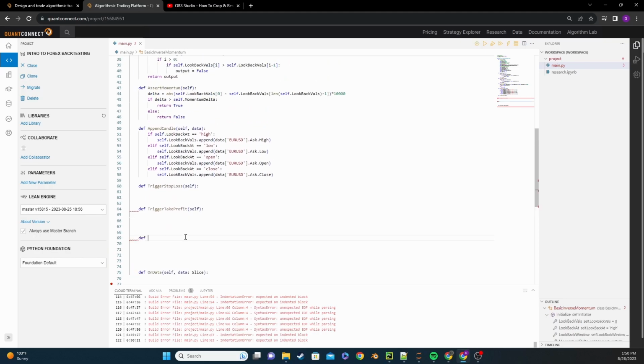So we're going to make another function, and this is just going to be assert if the stop is triggered. Okay. So now let's get into the meat of these things.